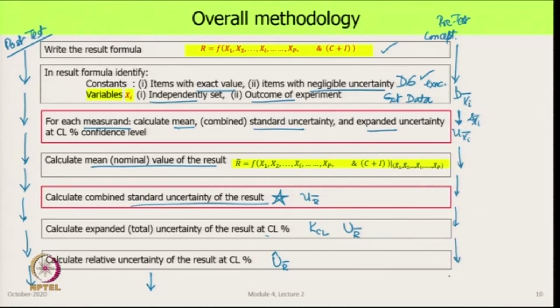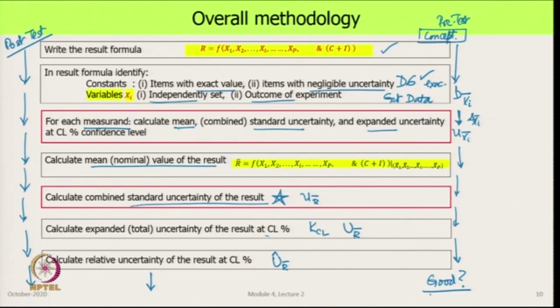And finally, we ask the question, is this good enough? When I set up my experiment, the mandate was that I want a result within plus minus something percent. How does this compare with that?